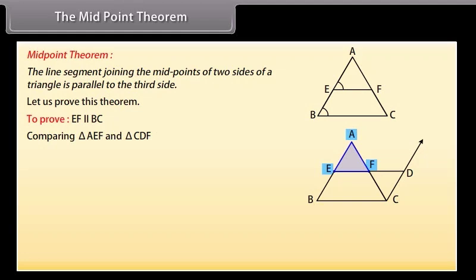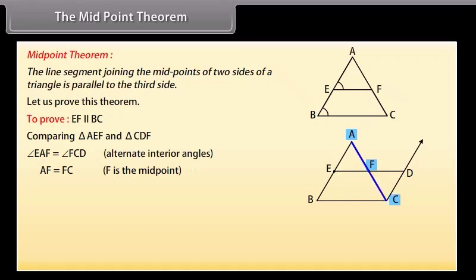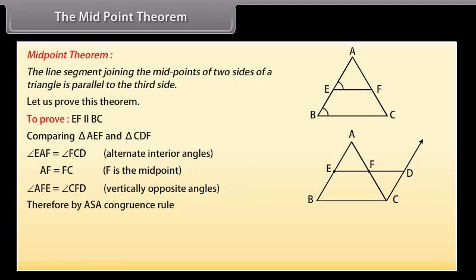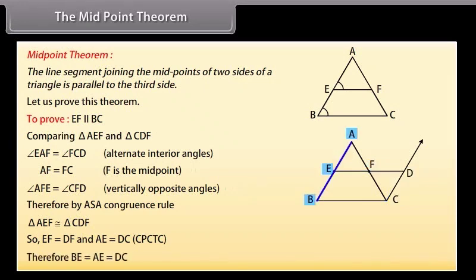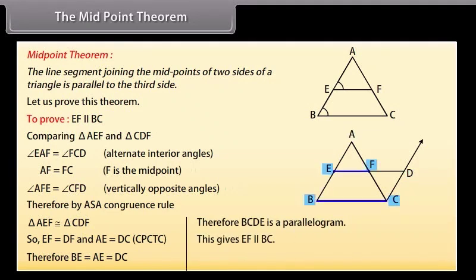Comparing triangle AEF and triangle CDF, angle EAF is equal to angle FCD because these are alternate interior angles. AF is equal to FC because F is the midpoint, and angle AFE is equal to angle CFD because these are vertically opposite angles. Therefore, by the ASA congruence rule, triangle AEF is congruent to triangle CDF. So, EF is equal to DF and AE is equal to DC by CPCTC. Therefore, BE is equal to AE, which is equal to DC. Therefore, BCDE is a parallelogram. This gives EF parallel to BC. Hence proved. Also here, EF is equal to 1 upon 2 ED, which is equal to 1 upon 2 BC.